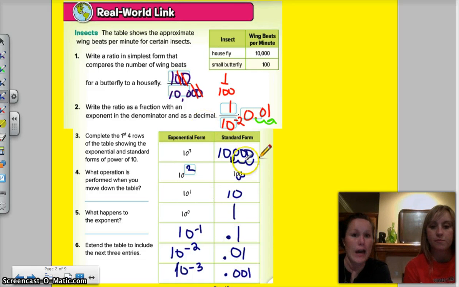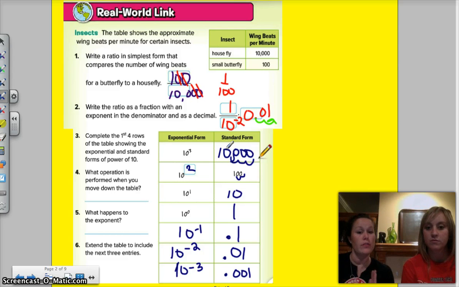So got it. Notice how, ladies and gentlemen, it's a pattern. When you have a positive exponent, the standard form is 1 or bigger. Well, that's not quite true. If the exponent is positive, the standard form is going to be larger than 1. If it is 0, it's always 1.